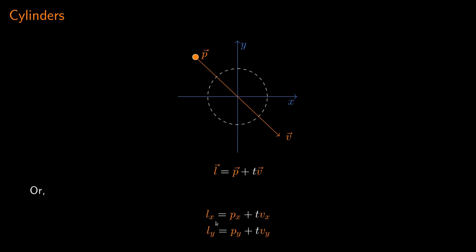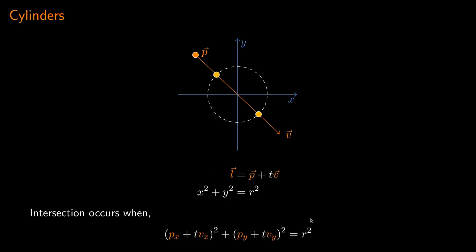So we have that Lx is equal to px plus tvx, and Ly is equal to py plus tvy. This is our equation for the line: vector L equals vector P plus the scalar t multiplied by the vector v. And the equation for our circle, which of course is the cross-section of our cylinder, is x squared plus y squared equals r squared.